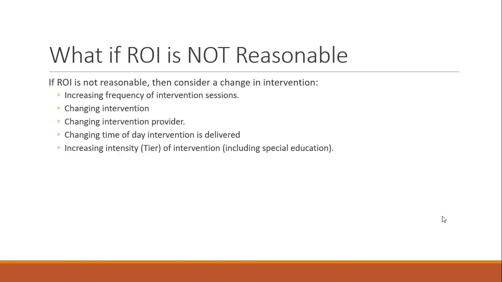So once you have that information, what do you do? Well, you can make the intervention happen more often. You can change it. You can change who's providing it. You can change when it's being provided or how intense it is. Maybe moving him from Tier 2 to Tier 3, or maybe moving him to special education.